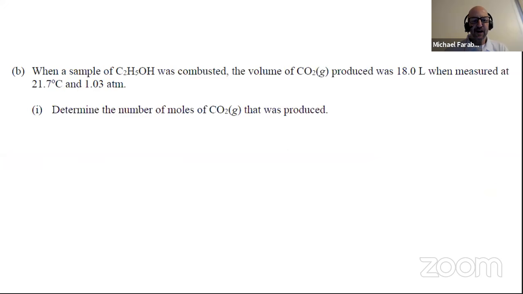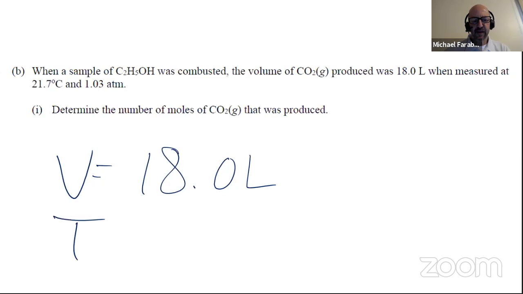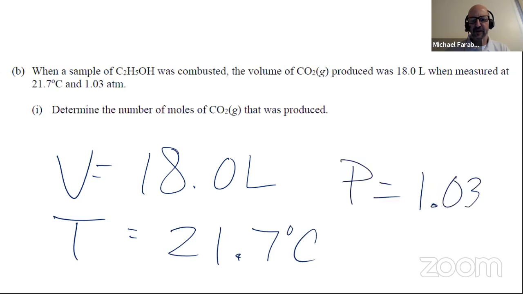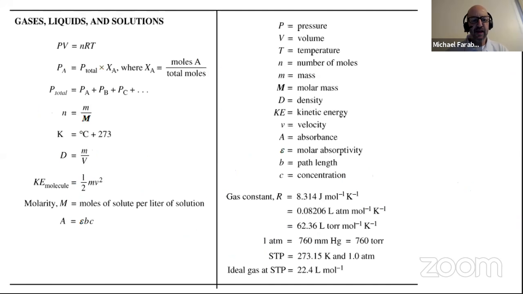All right, part B. When a sample of ethanol was combusted, the volume is 18 liters. The temperature is 21.7 degrees Celsius, and the pressure is 1.03 atmospheres. So in my opinion, when you have a volume, a temperature, and a pressure, this sounds like a good opportunity to use the ideal gas law. And on your equation sheet, they're going to give you the value of the ideal gas constant R.